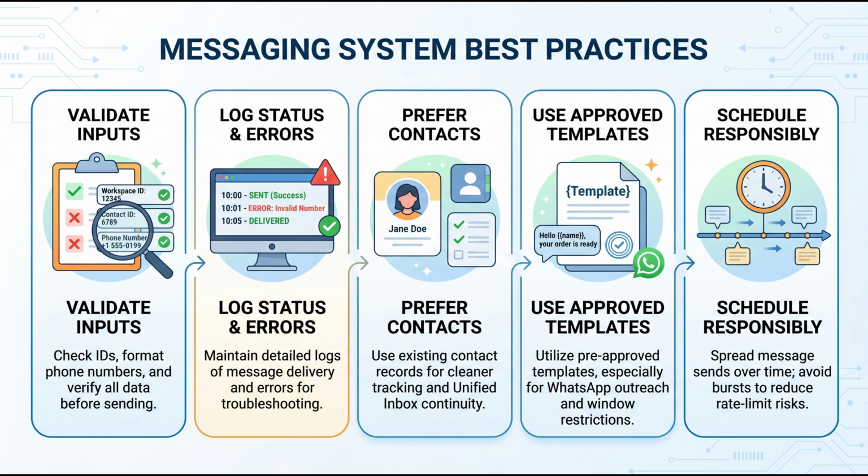Best practices. Validate inputs before sending. Always validate contact IDs, workspace IDs, and phone numbers before sending requests. Keep your eyes on the radar. Always log delivery statuses and errors in real time so you can troubleshoot issues instantly and keep workflows moving. Prioritize contacts over raw numbers. Routing messages through established contacts ensures cleaner tracking and flawless history continuity right inside your unified inbox.